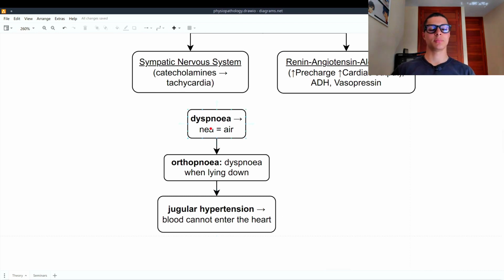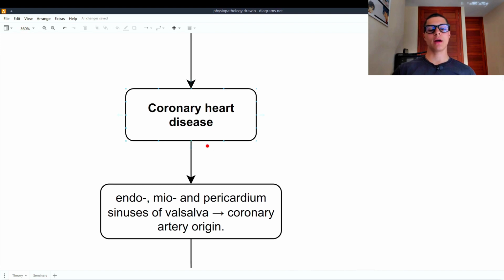The dyspnea, because pnea is air, dyspnea is when you have not enough air. Autopnea is the dyspnea when lying down, and the jugular hypertension is when the blood cannot enter the heart. Then let's take a look at coronary heart disease.